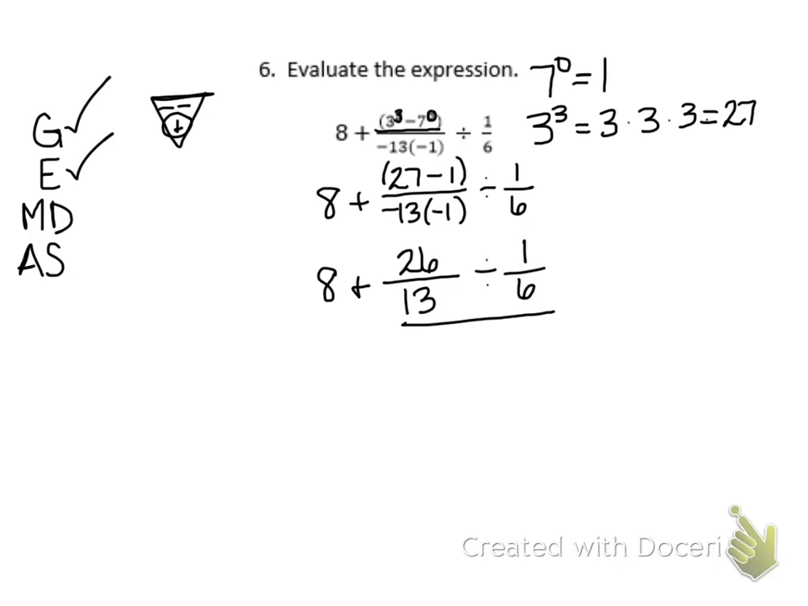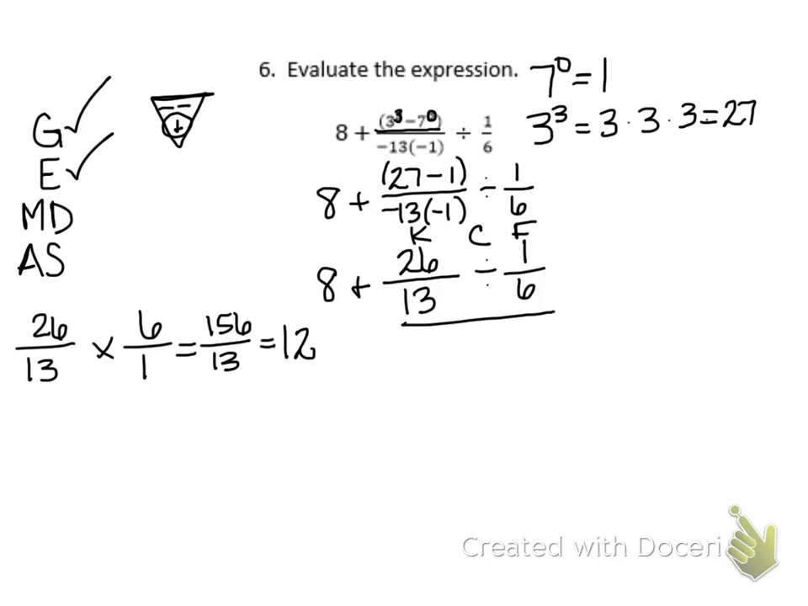Alright, so here we are dividing fractions, so that means I need to keep, change, flip. So 26 over 13 times 6 over 1. 26 times 6 is 156. 13 times 1 is 13. Right, so 156 divided by 13 is 12. If you did not know that that was 12, you could do the math off to the side.